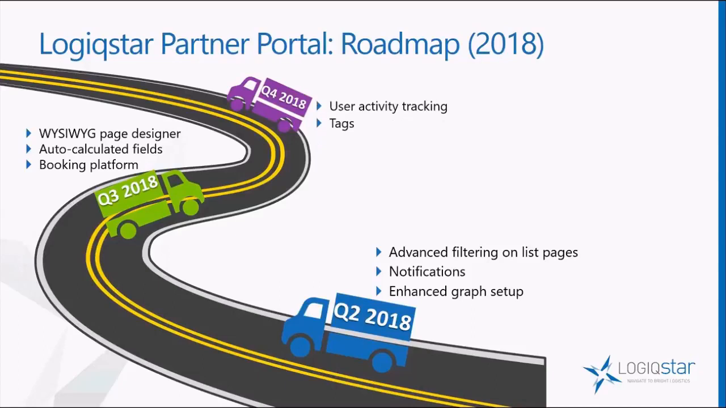In the fourth quarter, new functionality is planned that will provide the possibility to track the activity of users on the portal. This tracked information could be used for analytical purposes, for example, to define what kind of content is more popular or more interesting for the users. In addition to that, tags are going to be introduced in the portal. This will allow to tag records on the portal and then use these tags, for example, to filter or search data.